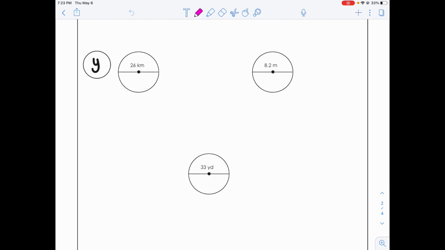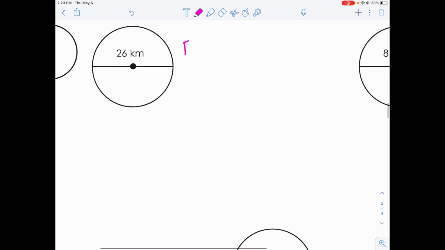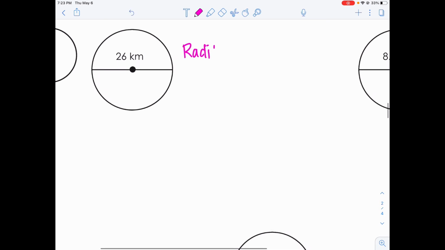Okay, now that you've had a chance to do them, let's go over each one. On the first one, remember you need to find the radius first. So on this one, the radius is 26 divided by 2. So that means that the radius is 13 kilometers.